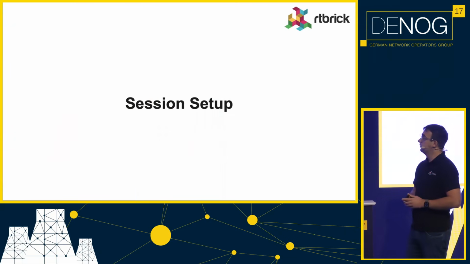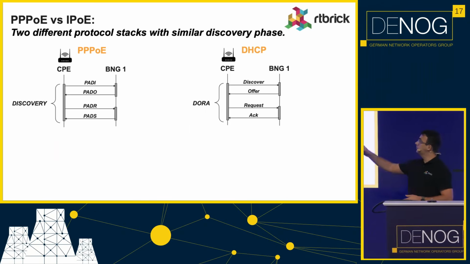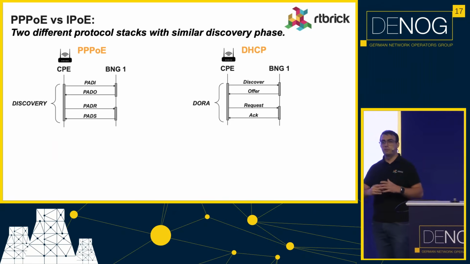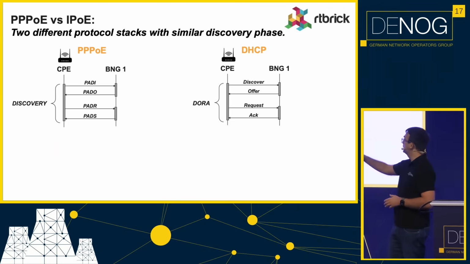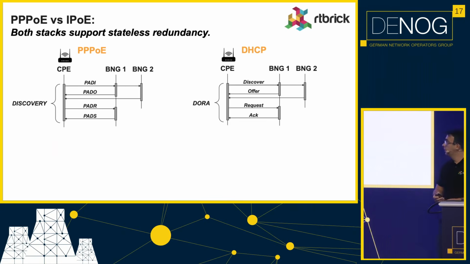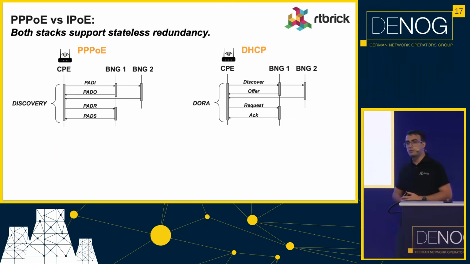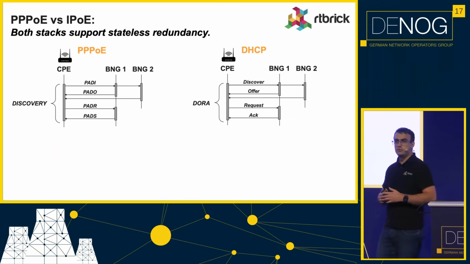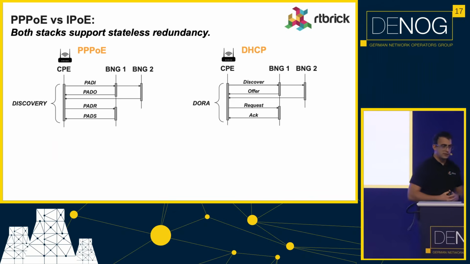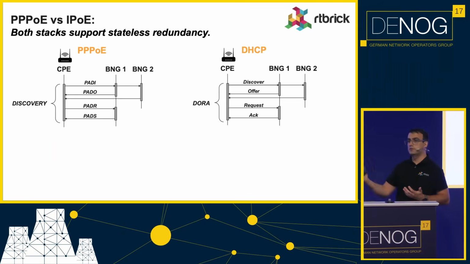So let's explain this a bit better on a session setup. In both cases, in PPPoE and here in this example for DHCP, the CPE starts with a broadcast message. In PPPoE, it's a PADI message, in DHCP, it's a discover message to search for BNGs. And in both cases, it's possible that one or multiple BNGs may respond with an offer. So it was very popular to use this for redundancy, just put more BNGs into a broadcast domain. And then the CPEs have to select one of the offers and request the actual service.